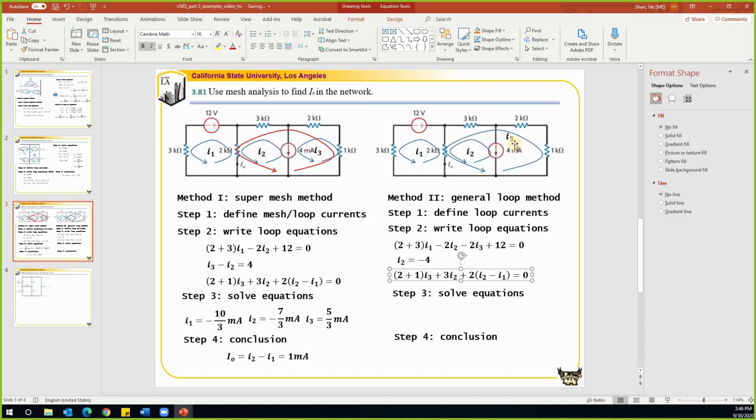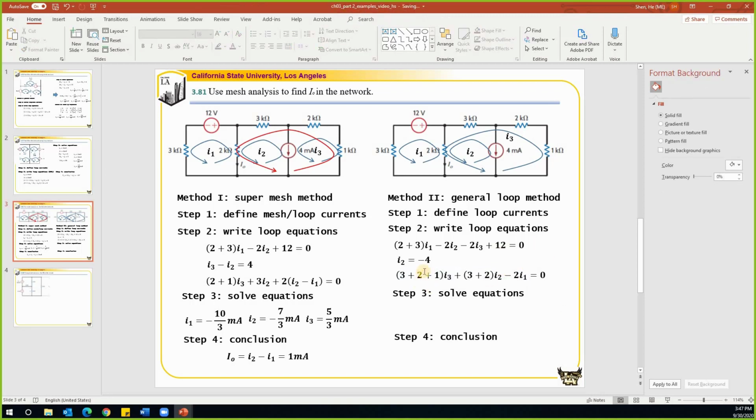So let's count the voltage drop. The voltage drop due to I3, that is a 3 plus 2 plus 1. The voltage drop due to the current I2, that is a 3, 2. And they are in the same direction, right? And anything else? There is another one here. So we have a -2 times I1, that is equal to 0. So this is how we get all the three equations. The next step is to solve all the three equations.